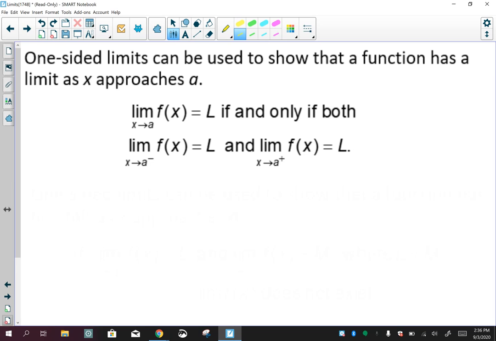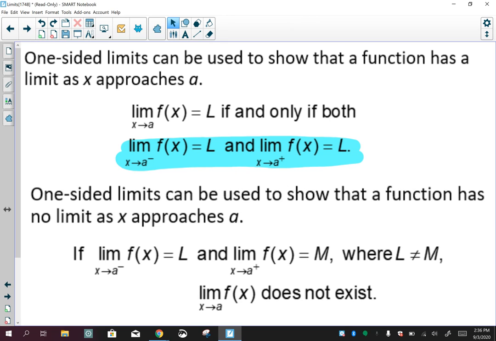I might be on the same x-axis that I'm looking at, or the y-axis that I'm looking at, but I may not necessarily be approaching the same thing. The only way you can have a limit is that you must approach the same thing from both the left and the right side. If you are not approaching the same thing from the left-hand side and the right-hand side, you are not going to have a limit. They have to approach the same thing from both sides.